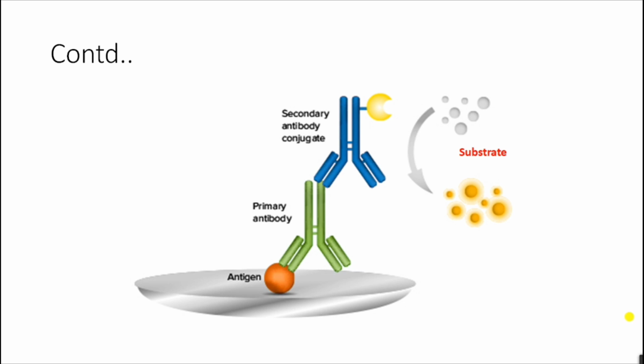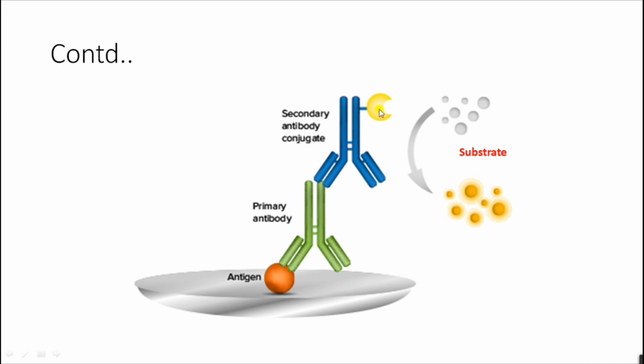This is the diagram showing indirect ELISA. Consider this as your microtiter well, which is already coated with antigen, and your primary antibody will be the antibody which is in the patient sample. Then you add your secondary antibody conjugated with an enzyme. This secondary antibody conjugated with an enzyme will act as an antibody to this primary antibody.